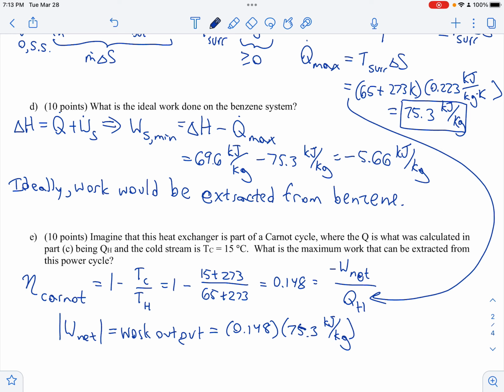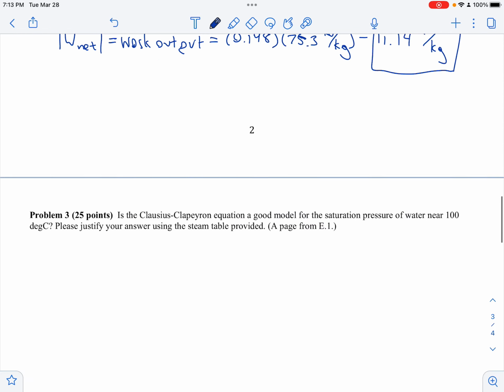So if you produced work just from a Carnot process that worked between the 65 degrees and 15 degrees, this is how much work you could get out of it, which is actually higher than part D. I think we're done.